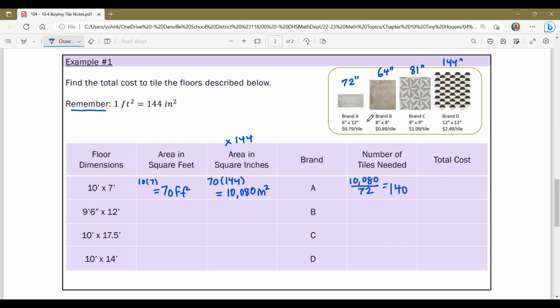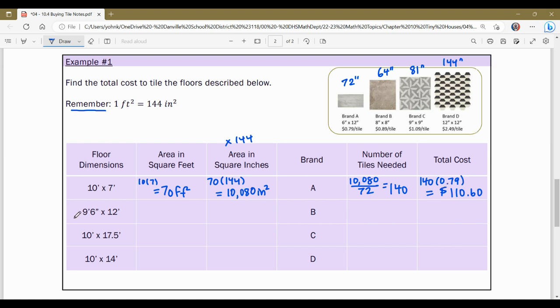Your total cost is going to be the number of tiles that you need times the price of each tile. So I have 140 tiles, and I'm going to multiply by 79 cents a piece. This is going to give me a grand total of $110.60. So my first floor is going to cost me $110.60 to buy just the tile. That doesn't include any of the grout or the vapor barriers or things like that.